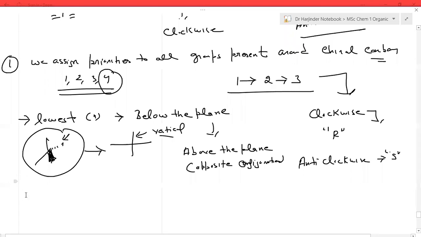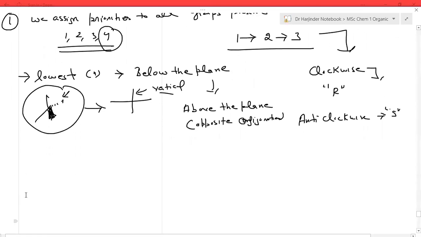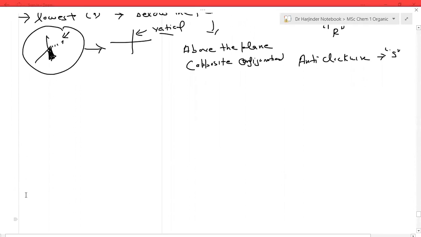What are the priority rules? If the lowest priority group is in a flying wedge, suppose you have a flying wedge structure like this one. If your lowest priority group is on the dotted line, below the plane, it is very simple.